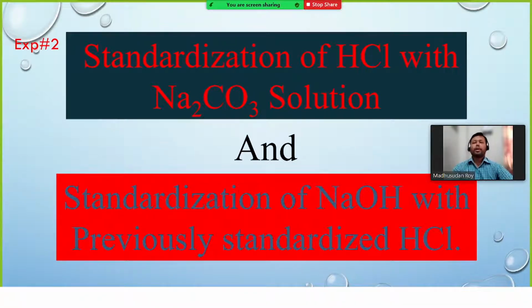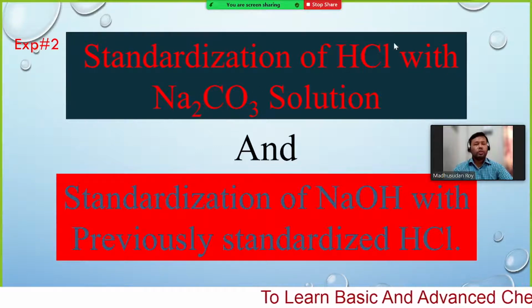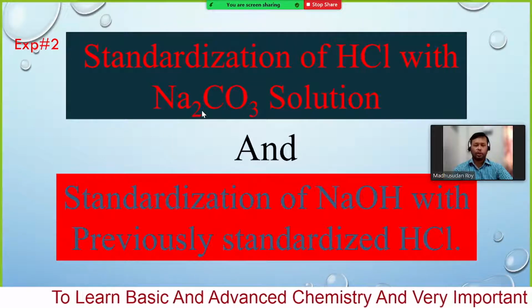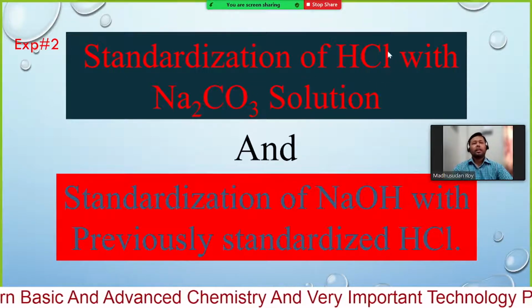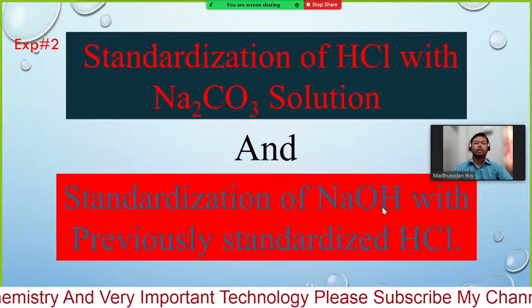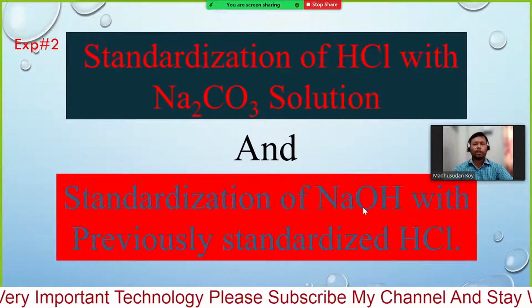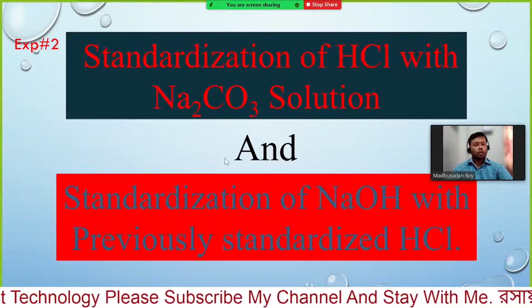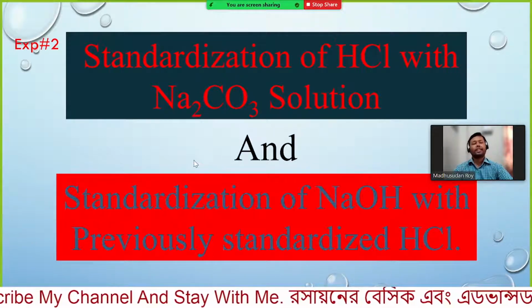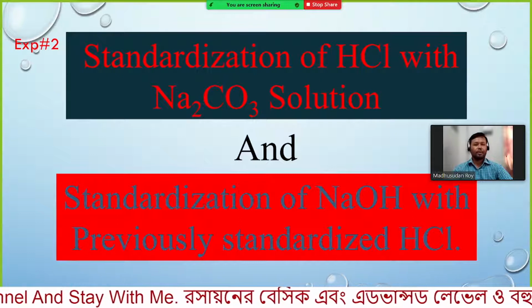If I mention the name of the experiment, it is the standardization of hydrogen chloride with sodium carbonate. That means we will first estimate the concentration of hydrogen chloride using sodium carbonate solution. Then using this hydrogen chloride solution, we will standardize sodium hydroxide. That means sodium hydroxide solution. So you need to perform two different experiments, or two different titrations, using two different chemicals.